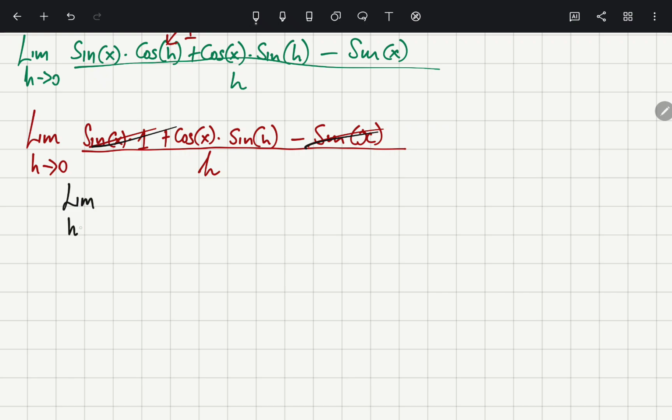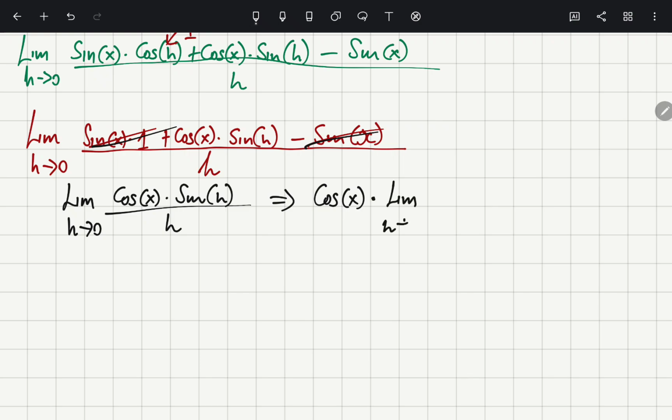the limit as h approaches 0 of cos x times sine h, all over h. So we factor out our cos x, and that's cos x times the limit as h approaches 0 of sine h over h.